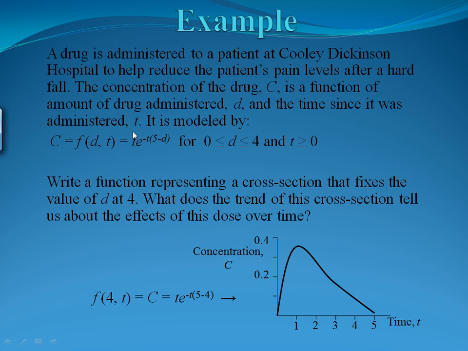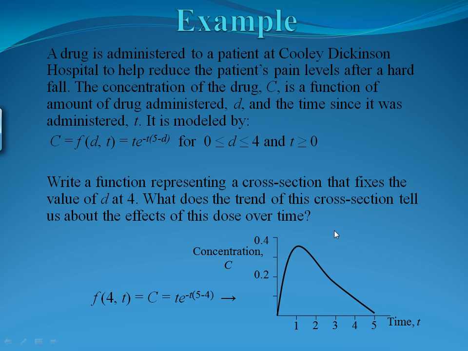So here we have an original function that has two variables, and we're going to fix the dose at 4 milligrams. If we plug in a 4 for d here, we get the function f of 4 comma t, which equals t e to the negative t times 1. This is going to be a surge function, and what we see is that the concentration over time will increase. It'll peak at 1, which is what we expect, because surge functions have a maximum at 1 over b, and our b here is 1. And then over time, it'll slowly dissipate out of the body.